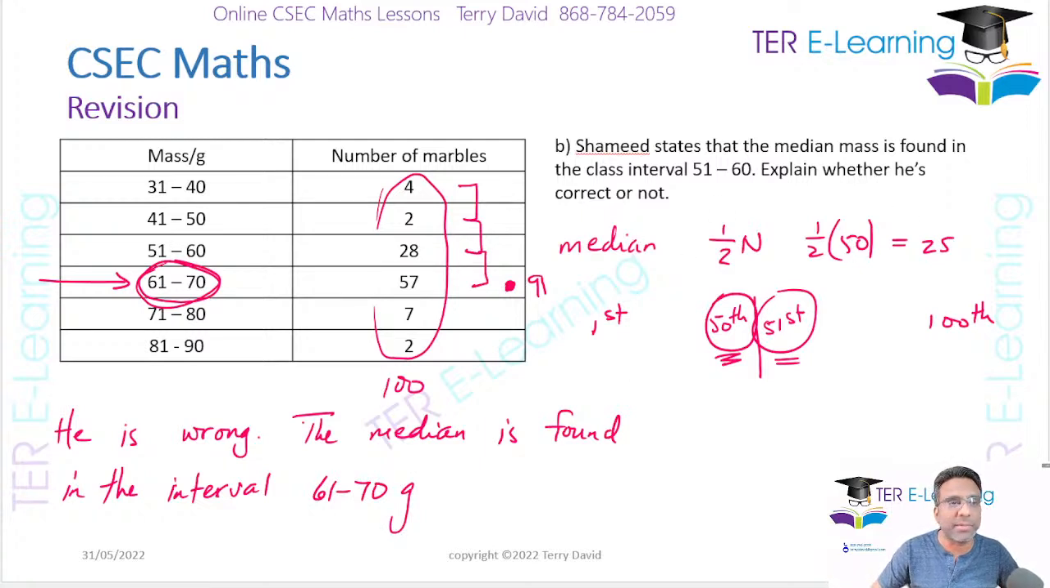One second, I wrote something wrong just now here. Hold on. It's half of n, but n was 100. Sorry about that. It's 100 marbles we have, so midway is around 50. But because it's an even number, I need to find the 50th and the 51st. So he's wrong. The median is actually found in the interval 61 to 70.